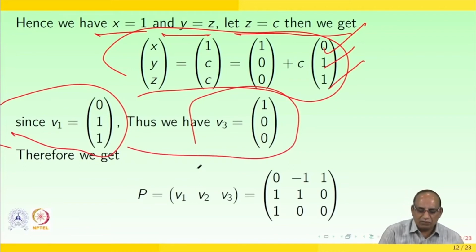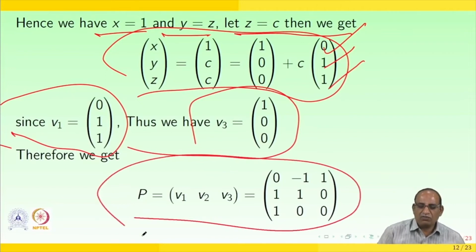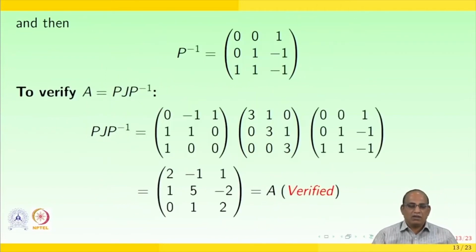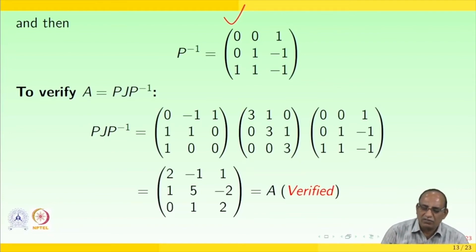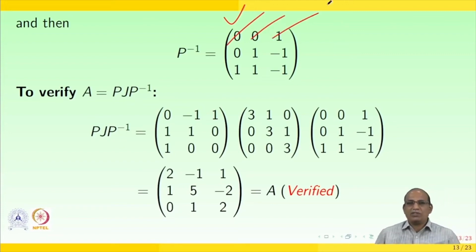Therefore, we get the matrix P = [V1, V2, V3]. And then we can write P inverse. Once P is known, getting P inverse is not very difficult. That is 1 by (AD - BC), changing the main diagonal elements, and we can find the minors: the minor of the first element, the minor of the second, the minor of the third, and the transpose of the principal minors will give you the matrix.